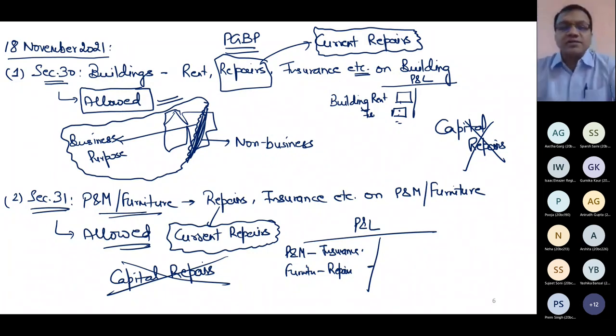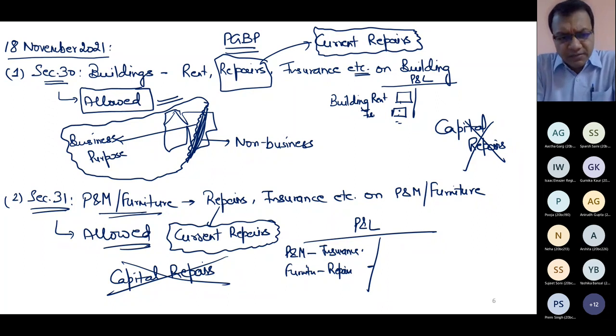So I need to learn these expenses like section 30. There is no need to learn the section number. You can ignore this section number. But rent on building which is used for business is allowed as deduction, that you must know. Insurance expenses incurred to insure the building which is used for business purpose is allowed as deduction, that you must know.